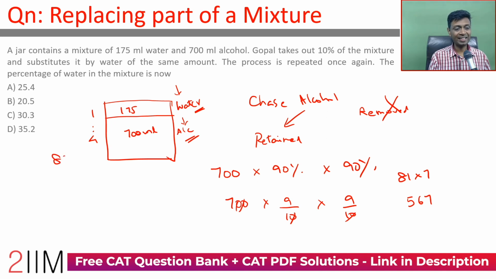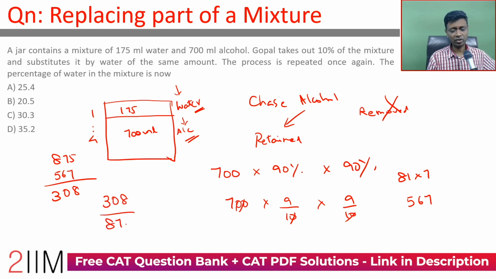We totally have 875 ml overall mixture. Of this, 567 is alcohol. Remaining: 15 minus 7 is 8, 6 minus 6 is 0, 8 minus 5 is 3, so 308. The remaining 308 should be water. So we want the percentage of water in the mixture, that is 308 by 875. Divide this, find some approximation, and that's what you're looking for.